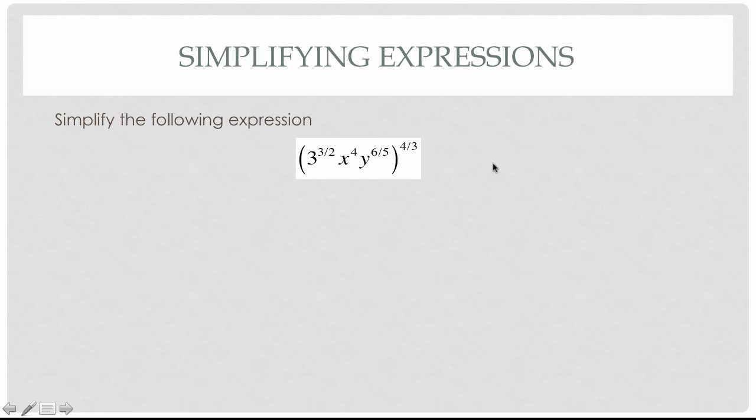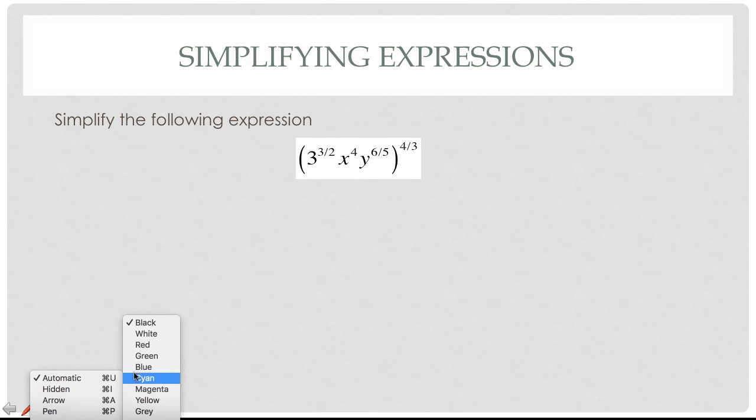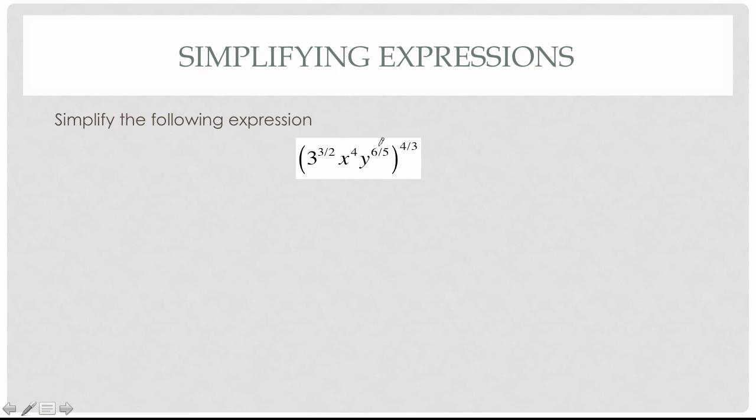Let's do another one. Okay, now I've got a whole bunch of stuff all to the 4/3 power. I'm going to use the power of a power property, right? So everything inside gets the 4/3 power, and we deal with it by multiplying the exponents, right? Any number to the power of another power, you multiply m times n. So that's what I'm going to do. I'm going to take 3 to the 3/2 times 4/3, times x to the 4 times 4/3, times y to the 6/5 times 4/3.